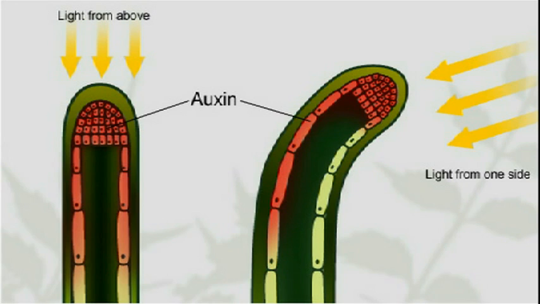Here, red is the intensity of auxin concentration. When the light is from above, auxin concentration is fairly even on both sides of the apical meristem. But when the light comes from one side, auxin concentrates on the side of the plant that is darker, lengthening the apical meristem there and bending the plant toward the light.